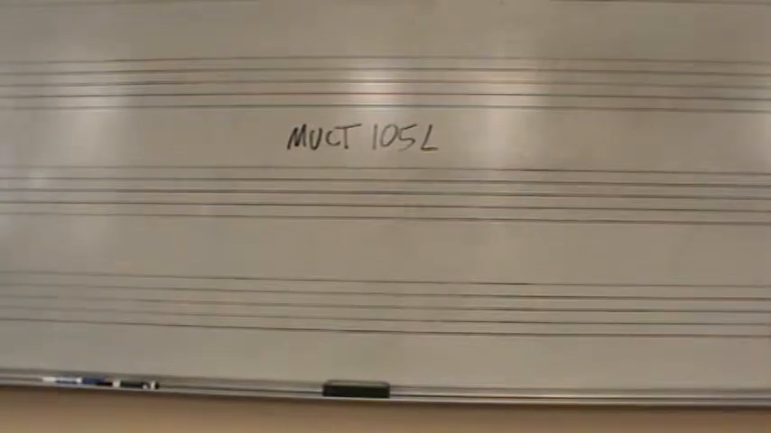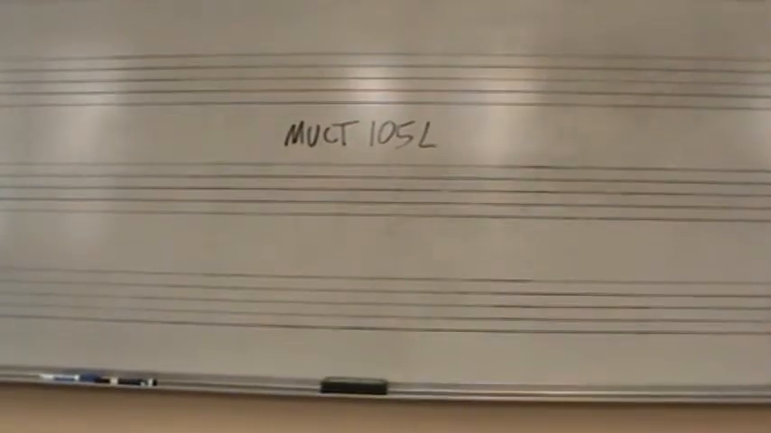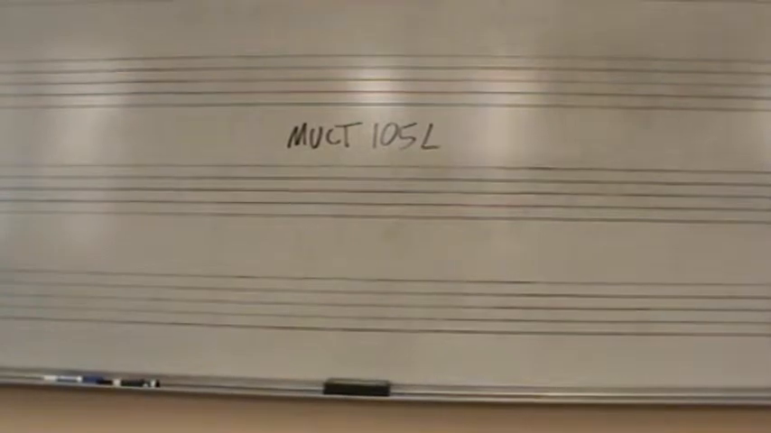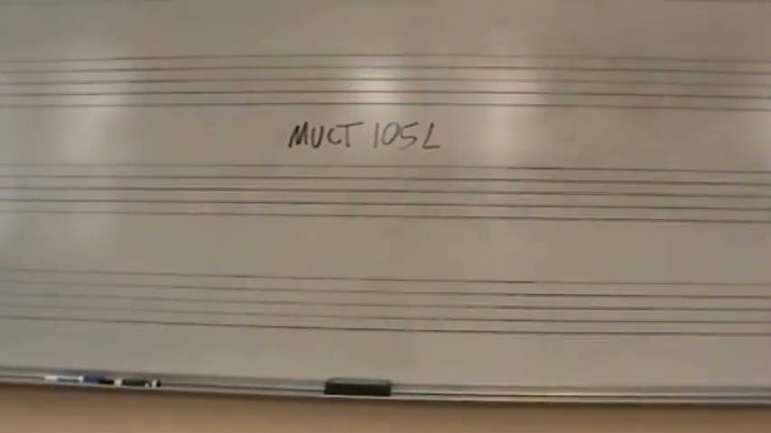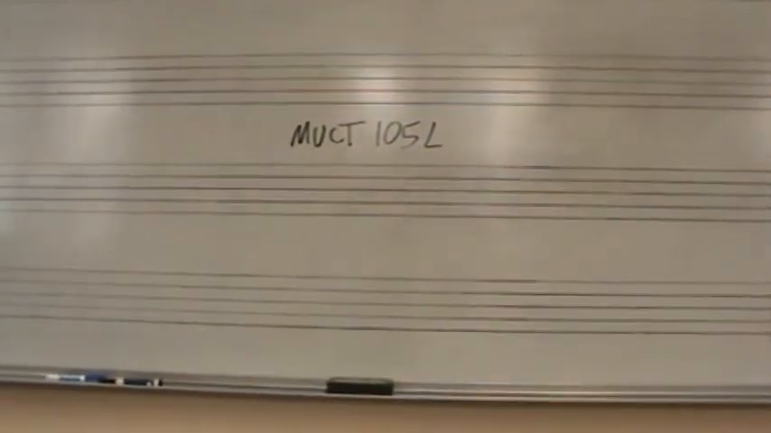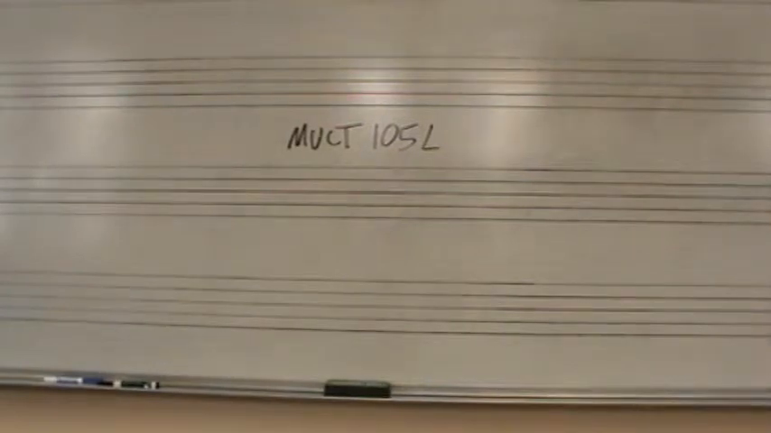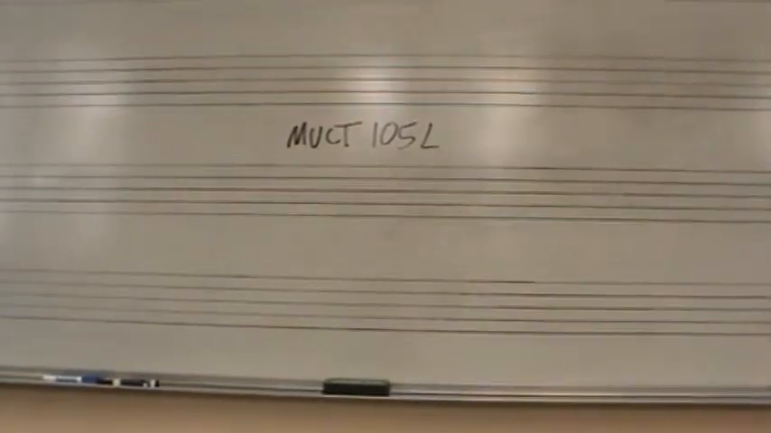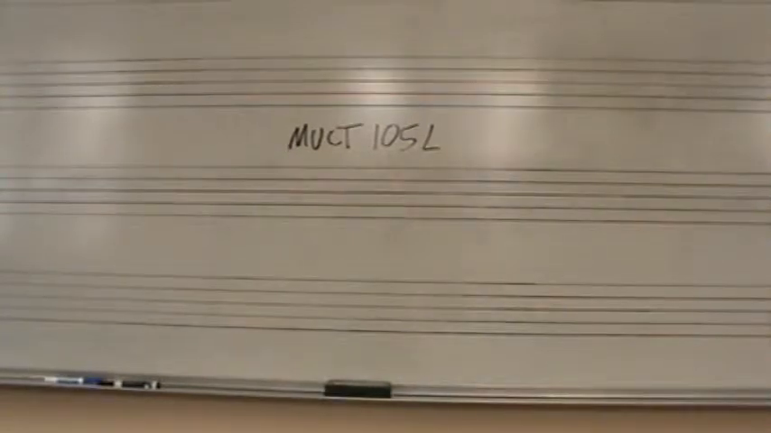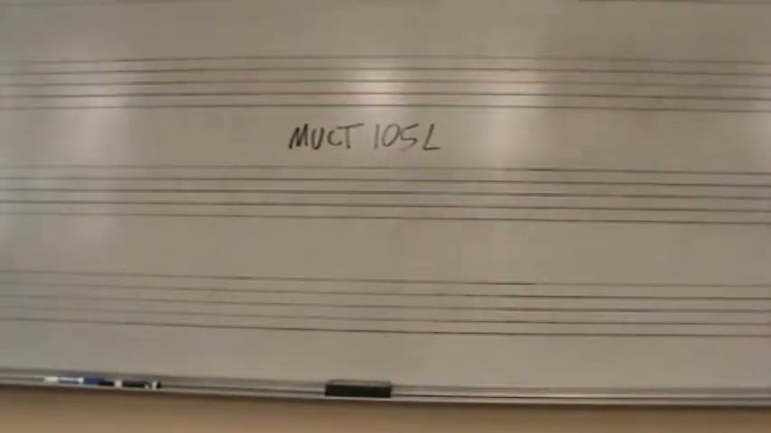All right, we're going to start with the major mode. Okay, sing the major mode with me. 1, 2, 3, 4. Do. Now the scale that has all three things that can be lowered lowered: me, le, and te. Sing it. Do, re, mi, fa, sol, re, te, do, te, re, sol, fa, re, mi, do.